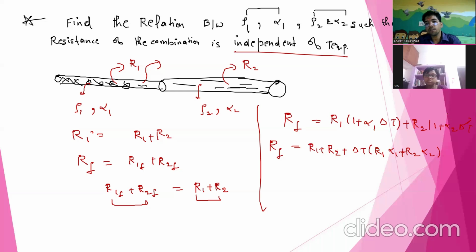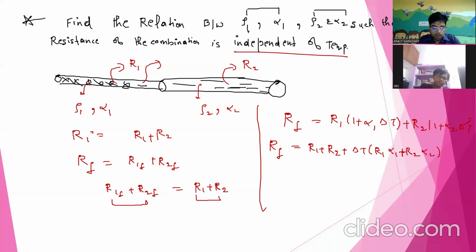Calculation only. Now according to the question, this RF is the combination resistance after increasing the temperature by delta T. Then the equivalent resistance is R1 (1 + alpha 1 delta T) plus R2 (1 + alpha 2 delta T). Any doubt up to this point? No doubt, sir. Still they are asking the relation between alpha 1, rho 1, clear? So I think now onwards it is very easy.